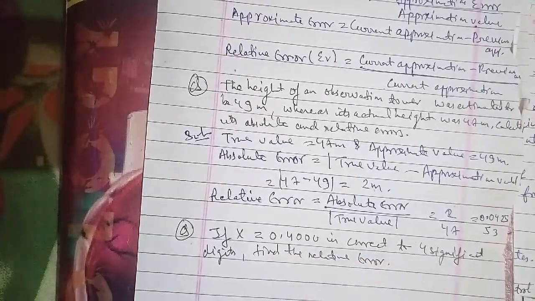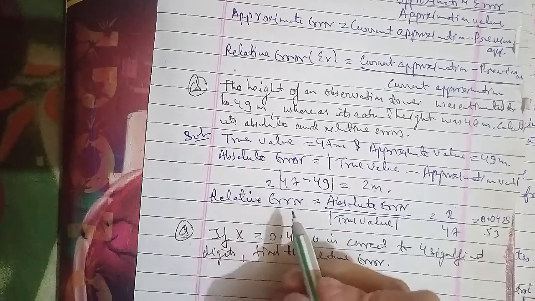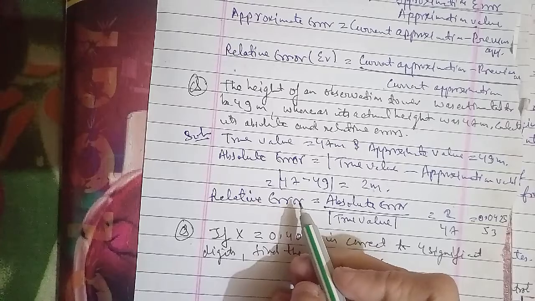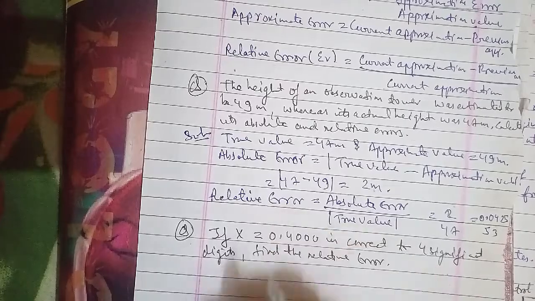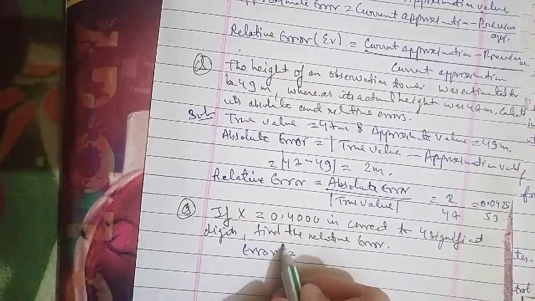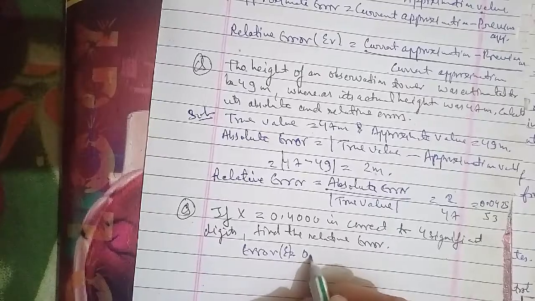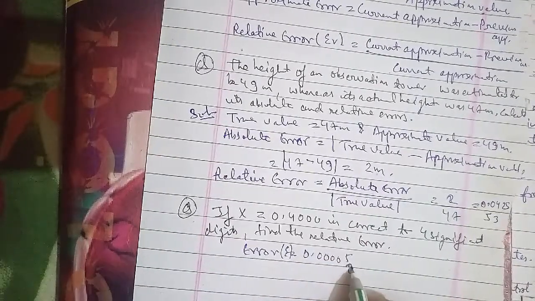Hence relative error equals to absolute error upon actual value. So we'll put the value here: 0.00005 upon 0.4000, which is equals to 0.000125.